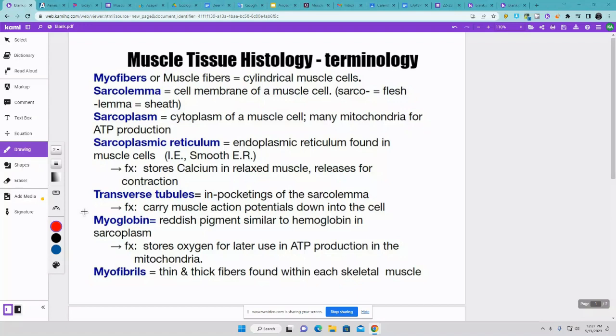All right, so another page of key terms. Myofibers. Those are the individual muscle cells. It's just each individual muscle cell.